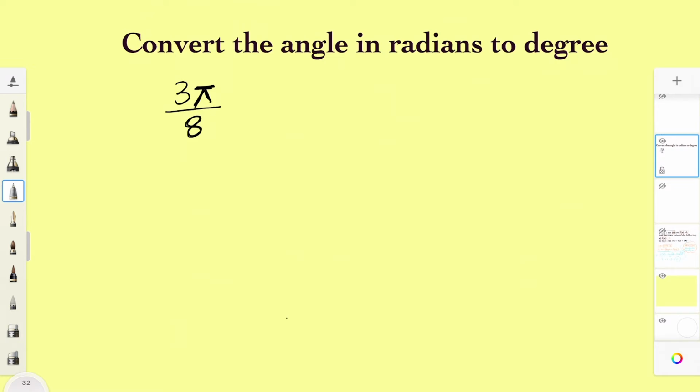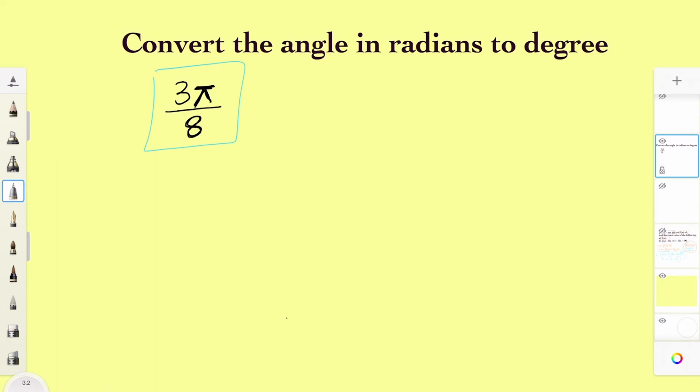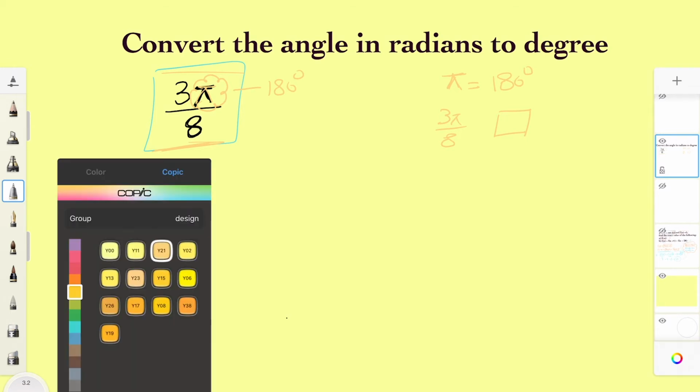Another question that you need to know: convert the angle in radians to degrees. This is in radians; you can also tell because of pi. We know pi equal to 180 degrees. Now they ask us 3 pi over 8. What degree is that? The cheating way is, instead of pi, plug in 180 degrees, and then we are done.